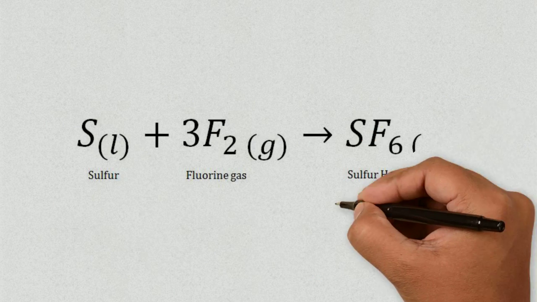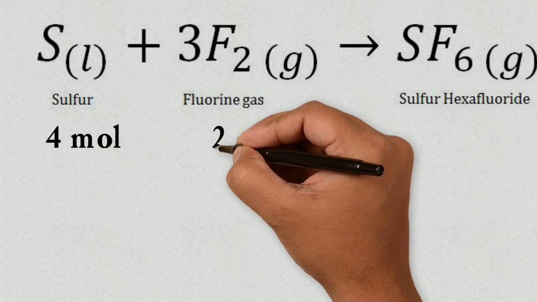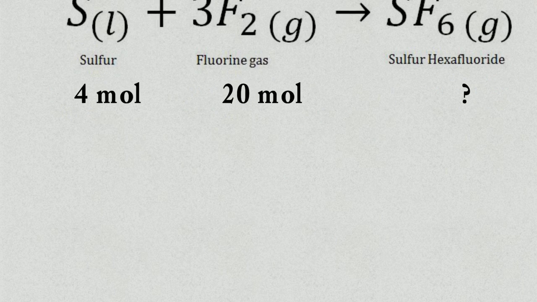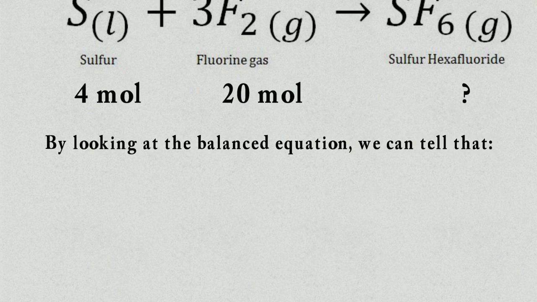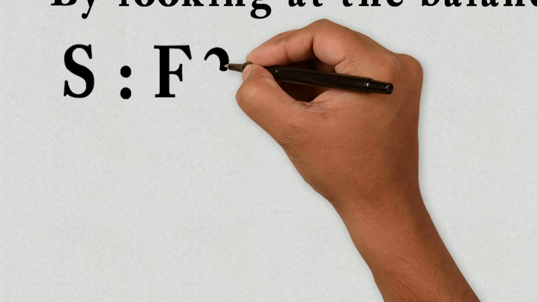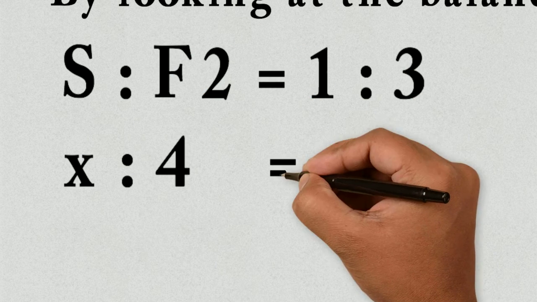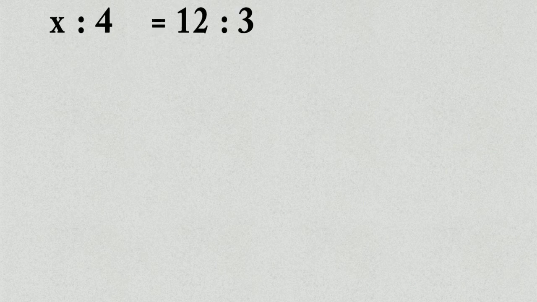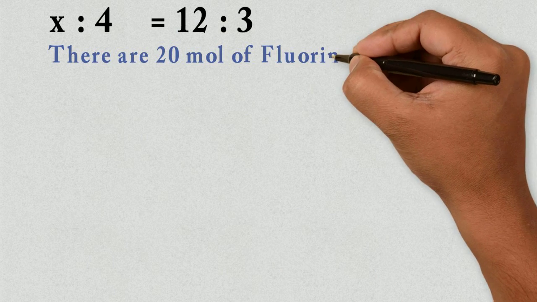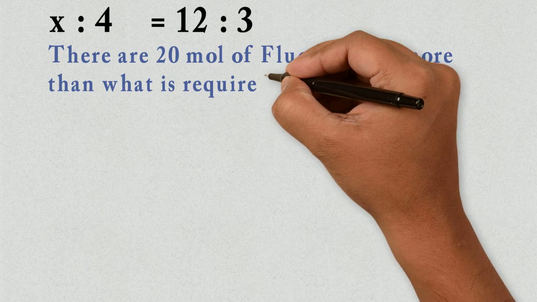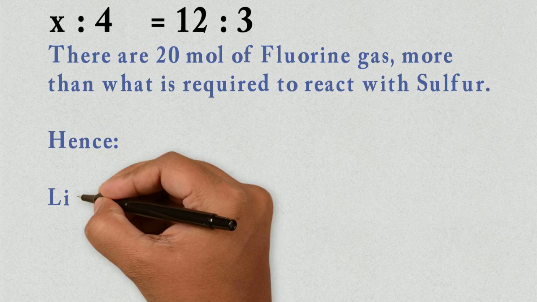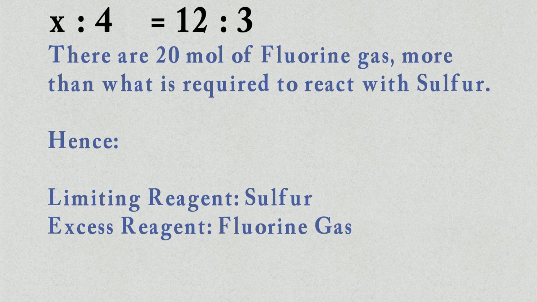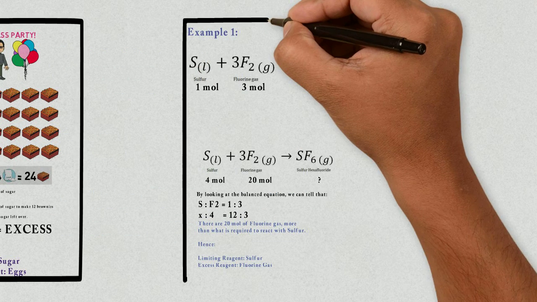Now suppose that 4 moles of sulfur are added to 20 moles of fluorine gas. From the balanced equation, we can tell that there are 20 moles of fluorine gas available, more than what is needed to completely react with sulfur. Thus, the sulfur must be the limiting reagent, and fluorine gas must be the excess reagent. The amount of sulfur hexafluoride that can be produced depends only on how much sulfur was originally present.